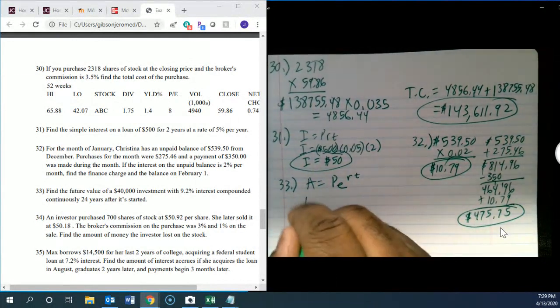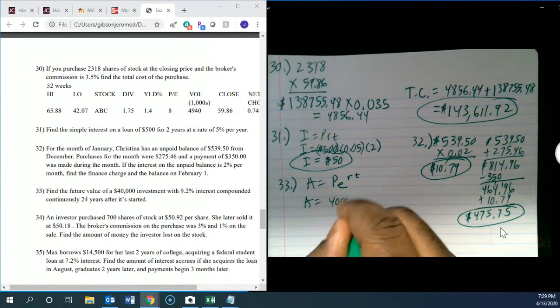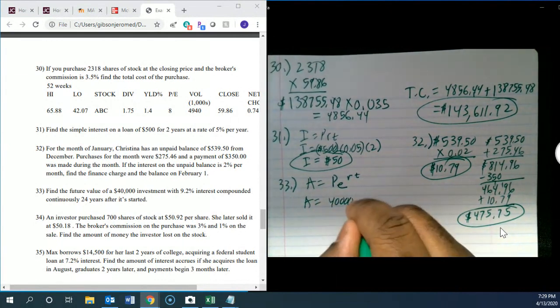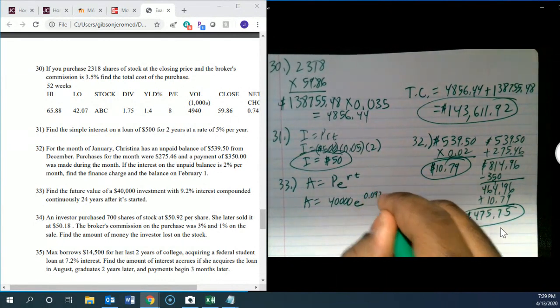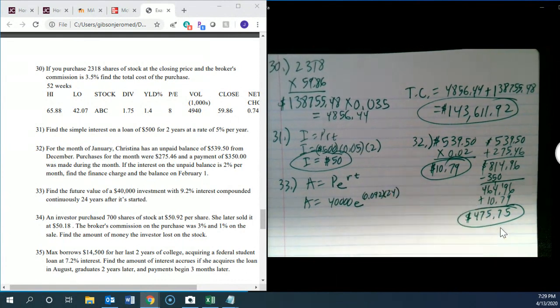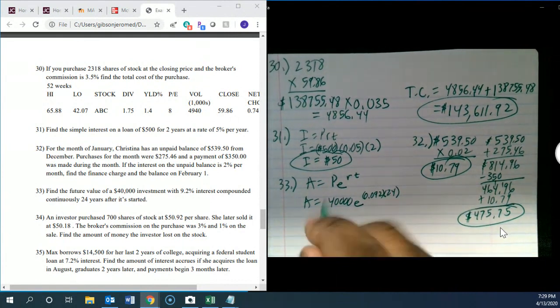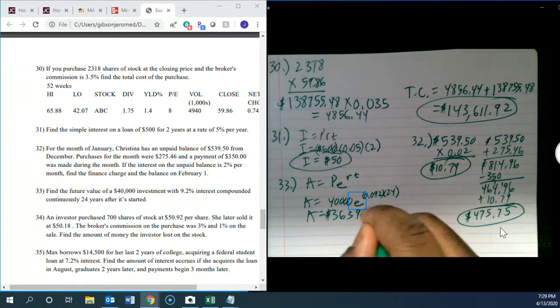Now, our principal value here, we're told, was $40,000. Our e will remain e. The rate would be 0.092. And then that would be times the time, which would be 24 years. Now, when we put this in our calculator, our future value would be $363,900.13.